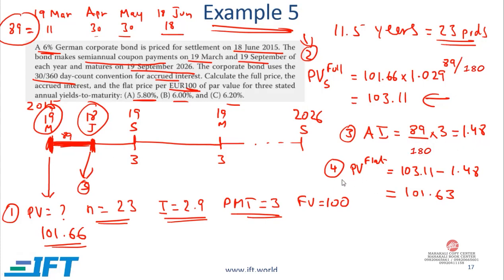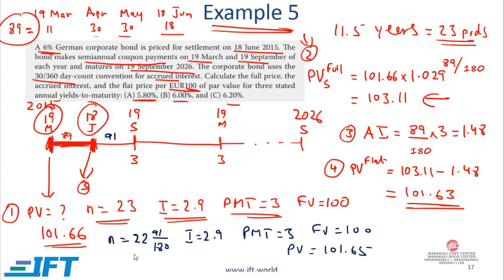So the flat price or the quoted price then is 103.11, the full price minus the accrued interest, which gives us 101.63. This is the flat price on 18th June. You need to know this process. This is what is used in the curriculum, but I'm also going to give you a shortcut method.